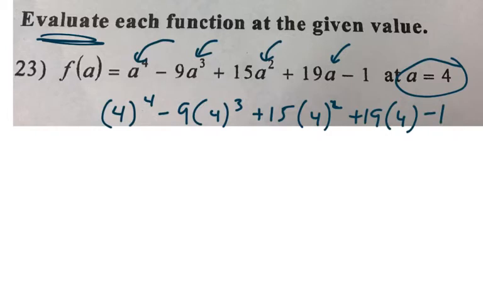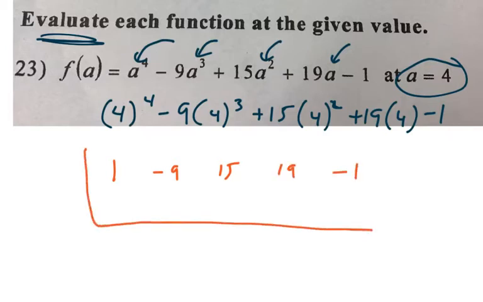But instead of doing all of that work, which is fine, especially if you're using a calculator, why not use synthetic substitution? Watch again how efficient this is. I'm just going to take the coefficients: 1 for the A to the 4th, minus 9 for the A cubed, 15 for the A squared, 19 for the A, negative 1's my constant. Leave my gap there, my hockey stick. This time, no tricks. They're telling us the root is 4, basically. And so, here is synthetic substitution.